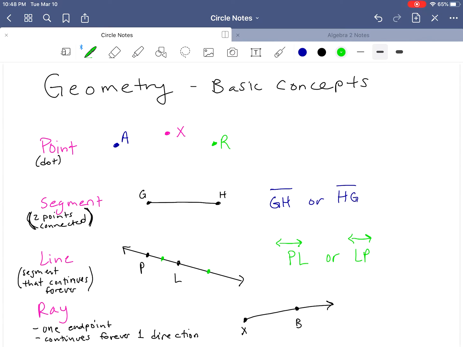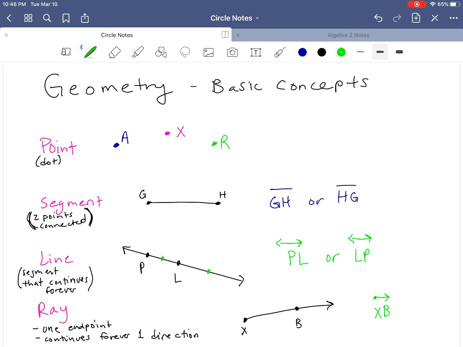Okay. The last one is what we call a ray. A ray is kind of a combination between a segment and a line. So in a ray, you have one endpoint and one side that goes on forever. So when I look at this example that I drew in, my endpoint is X. Notice B is just a second point on the ray. So when I name it, I'm going to start with my endpoint and then go to my second point. And then I'll put my little symbol for a ray right above it.